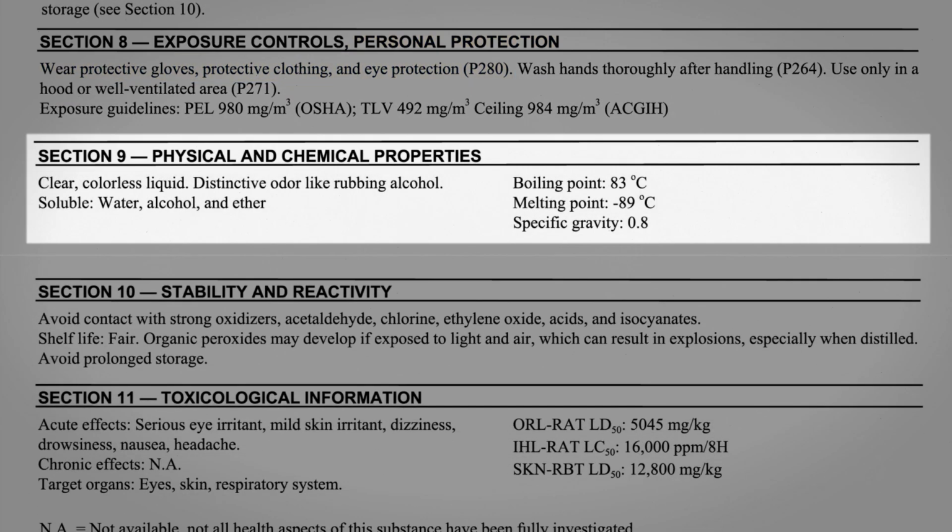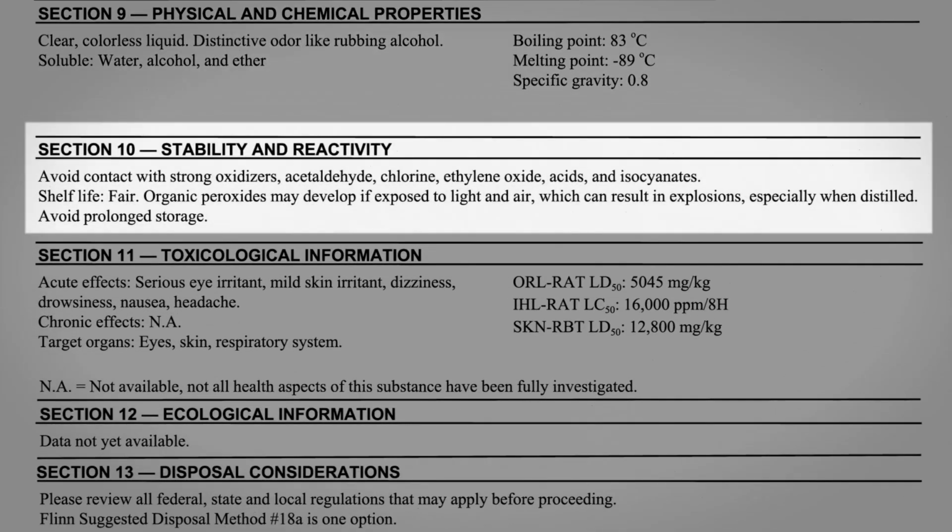Section 9 summarizes physical and chemical properties. This can be a handy reference section for lab reports or presentations. Section 10 tells you about the stability and reactivity of the chemical. Mixing chemicals can be dangerous if you don't know what you're doing.